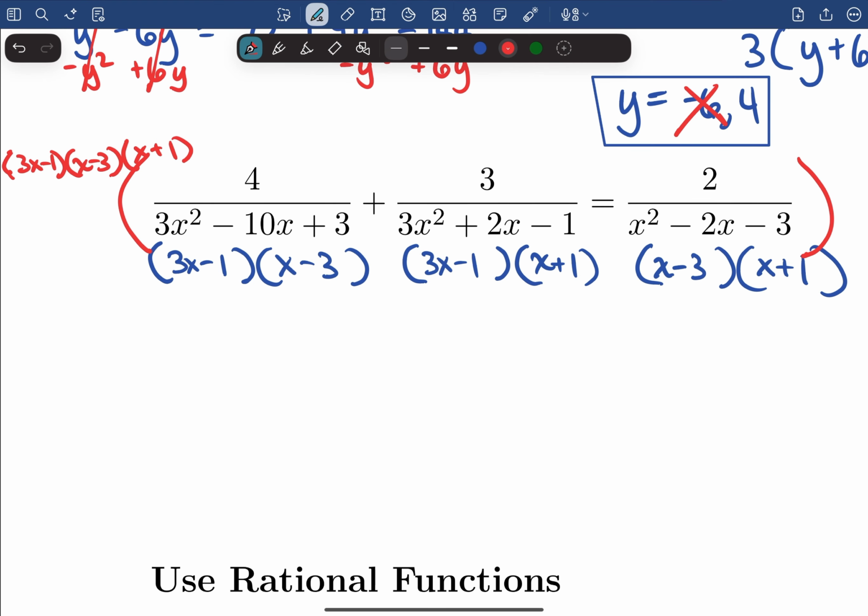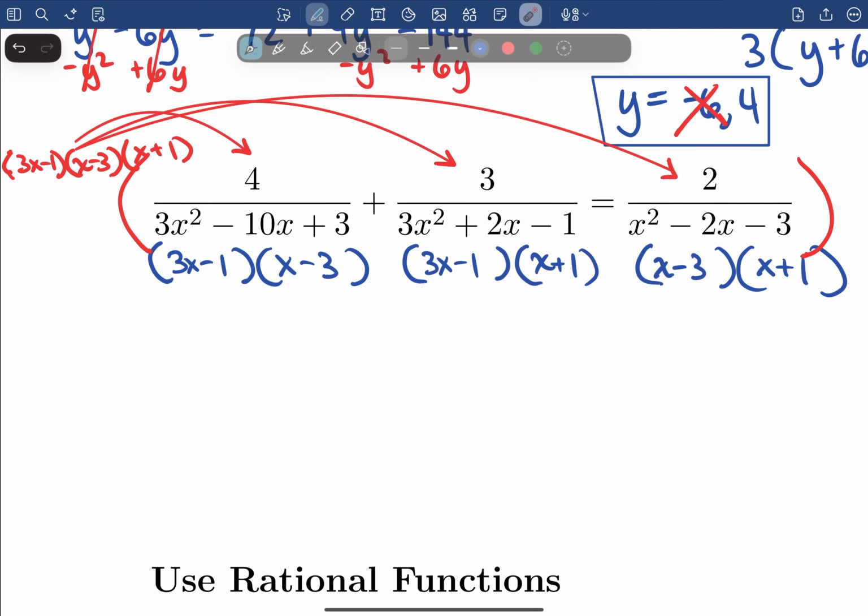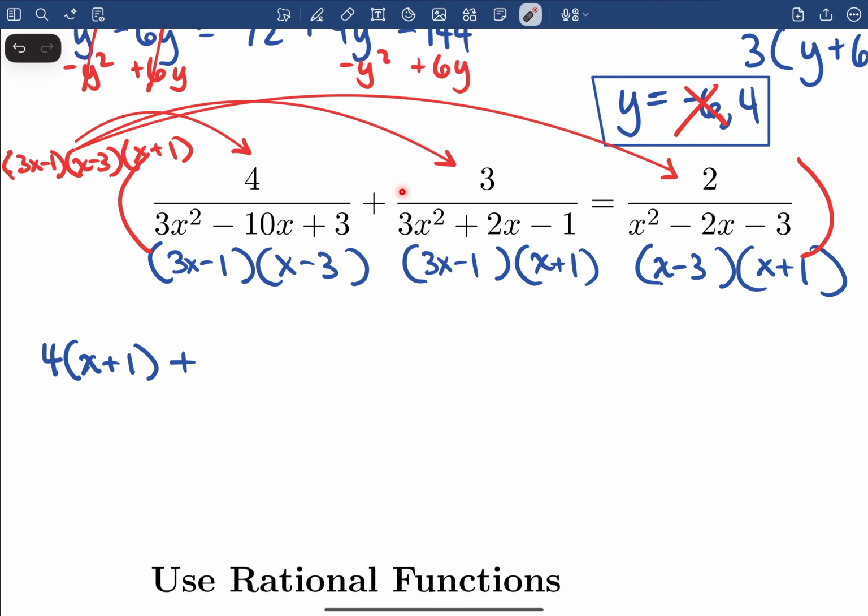And now I'm going to multiply these factors into the first expression and the second expression and, yep, the third expression as well. And so I'm going to write down below the resulting equation. And you'll notice this 3x minus 1 and this 3x minus 1 cancel, and this x minus 3 and this x minus 3 cancel. And so 4 is multiplied with the remaining factor x plus 1. Okay, so that's why I have 4 times x plus 1. Now I have a plus sign. I write the plus sign.